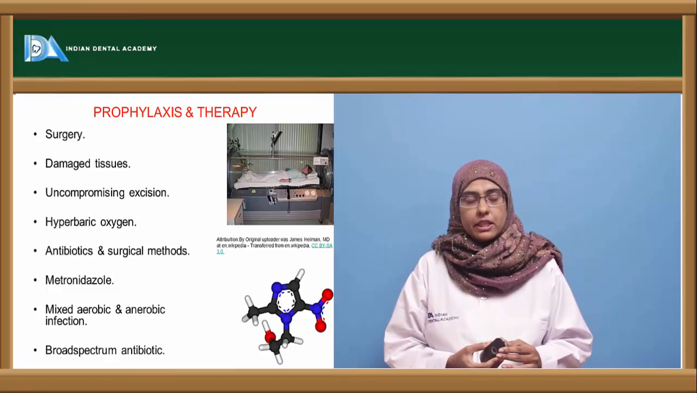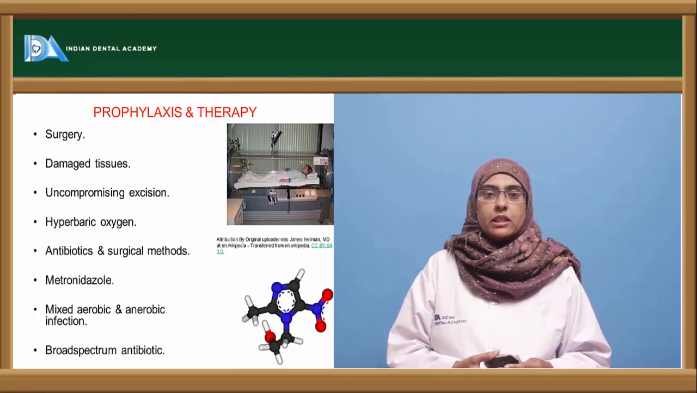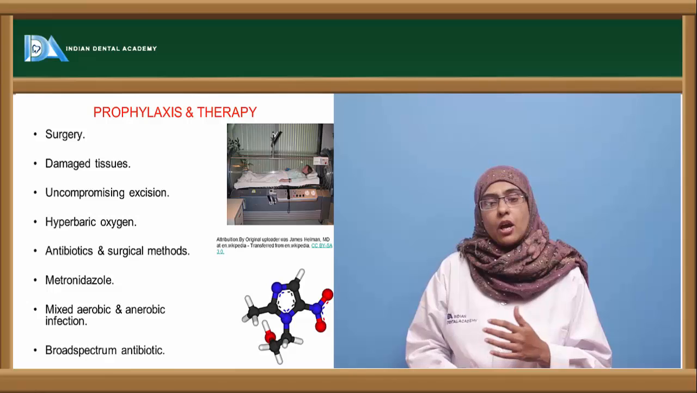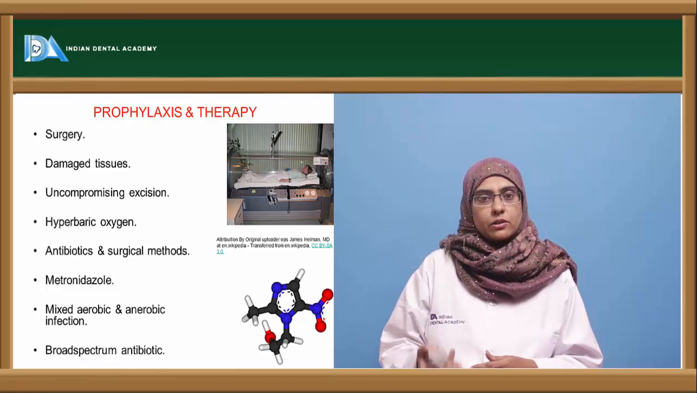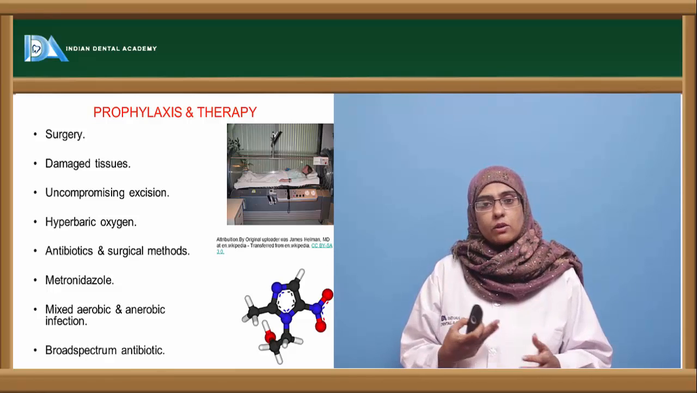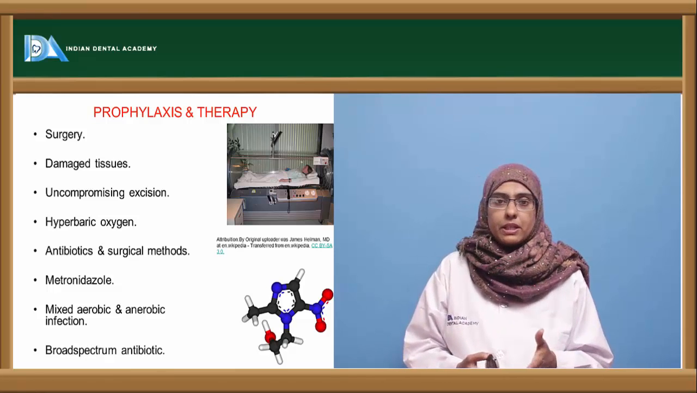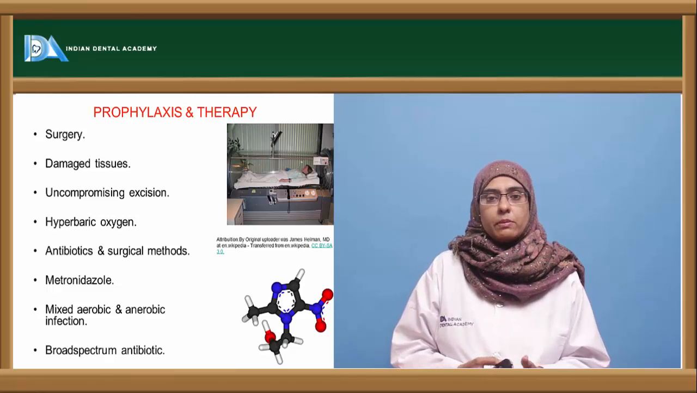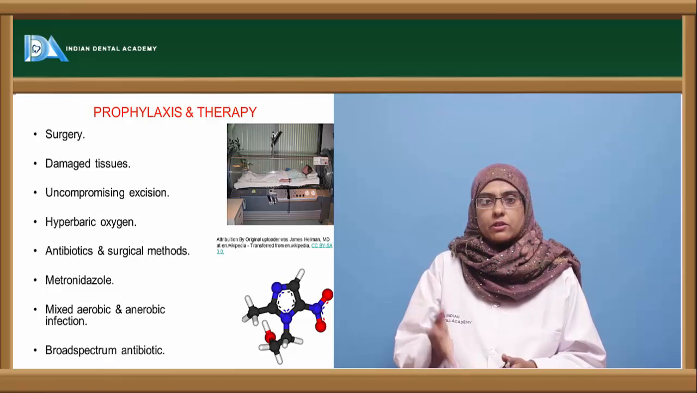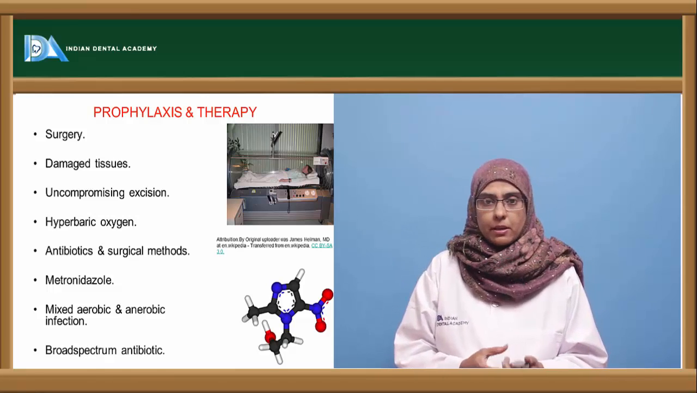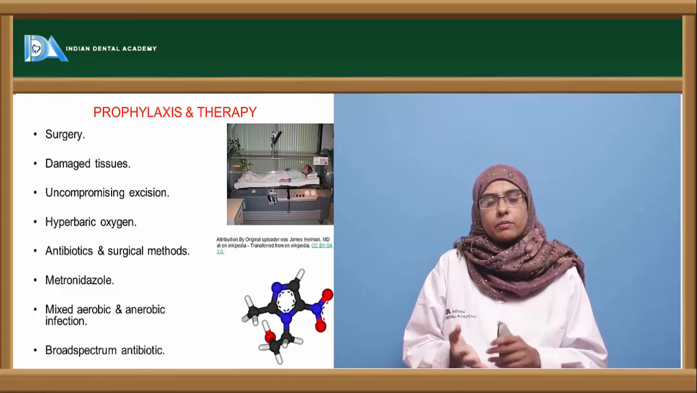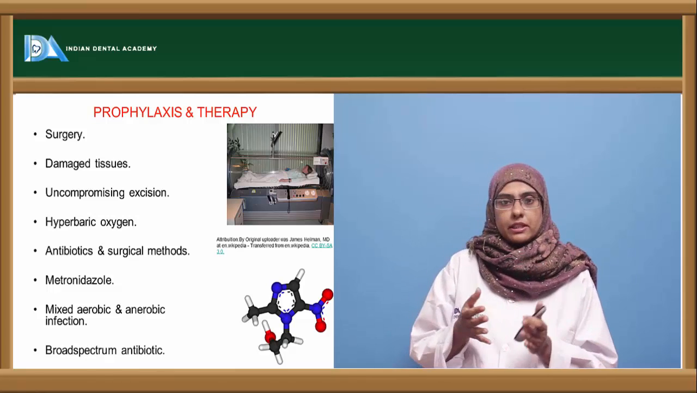And if hyperbaric oxygen is available, that will enhance the treatment procedure. Hyperbaric is supplying more oxygen to that area to prevent the growth of the Clostridium, because it is anaerobic in nature and it requires low oxygen tension for growth and multiplication. So in order to prevent the growth and multiplication, more oxygen has to be supplied to that particular area. That is called hyperbaric oxygen therapy. Now this treatment can be done in combination along with the antibiotics and the surgical methods.